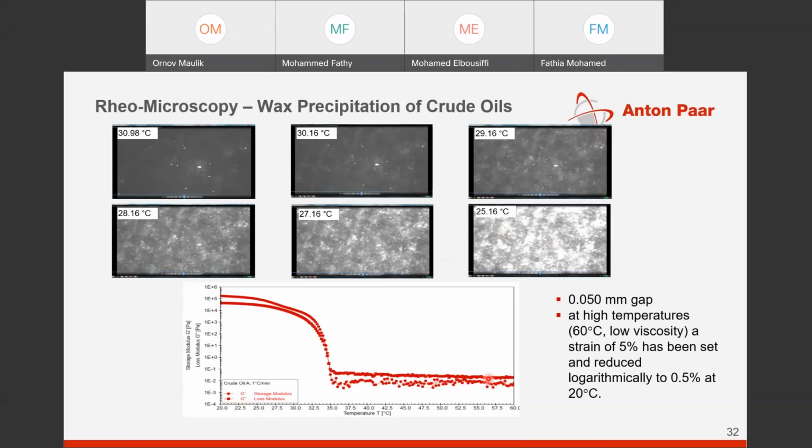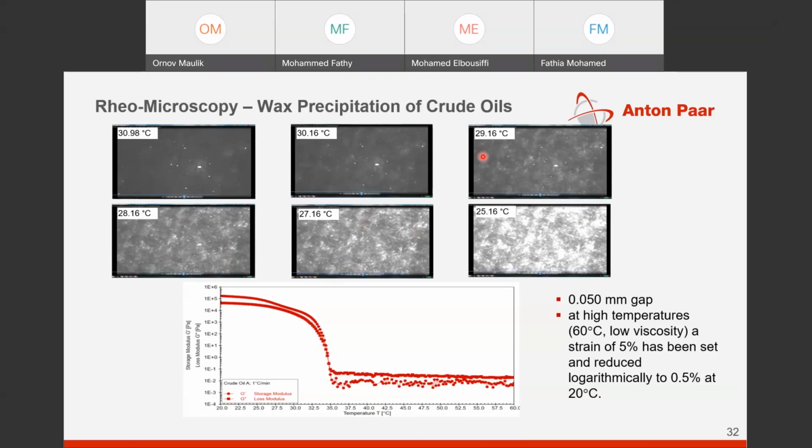So you can see over here at higher temperatures, G double prime is dominant over G prime, and as you decrease the temperature, at a certain point after this, your crude oil solidifies. So you can accurately correlate this point with the microstructure of the crude oil. Here the crossover is at around 30, 33 or something like that. We don't have an image at 33, but we can of course always correlate using our RheoCompass software.